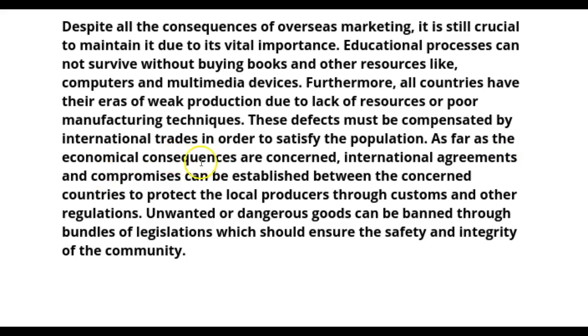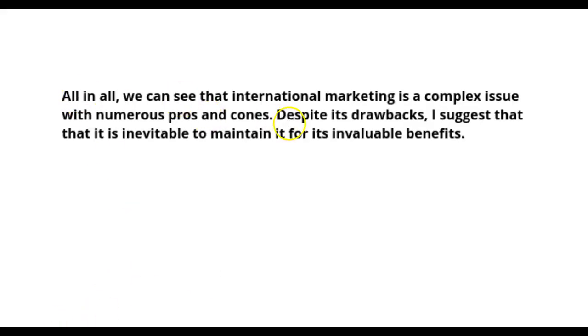As far as the economic consequences are concerned, international agreements and compromises can be established between the concerned countries to protect local producers through policy and regulation. Unwanted or dangerous goods can be banned, thereby ensuring the safety and integrity of the local community. All in all, we can see that international marketing is a complex issue with numerous pros and cons. Despite its drawbacks, I suggest that it is an inevitable development of globalization and must be maintained for its invaluable benefits.